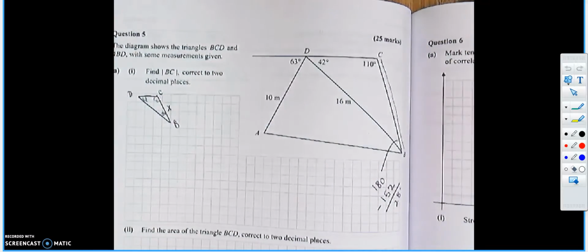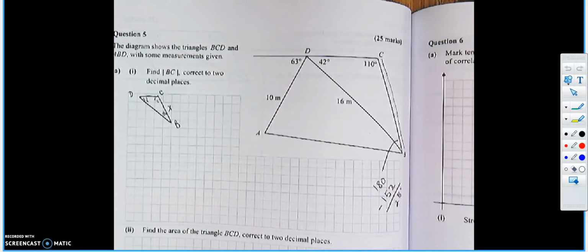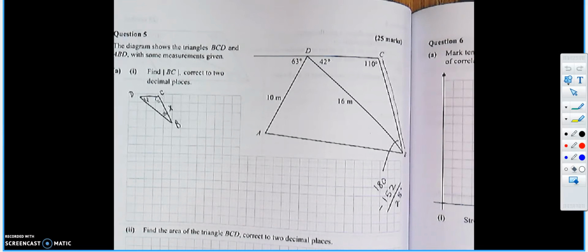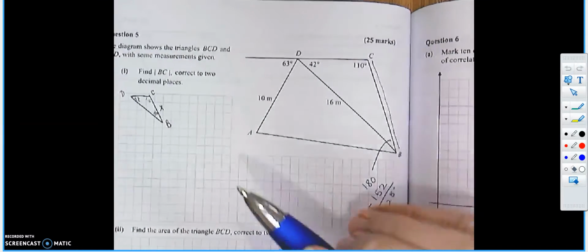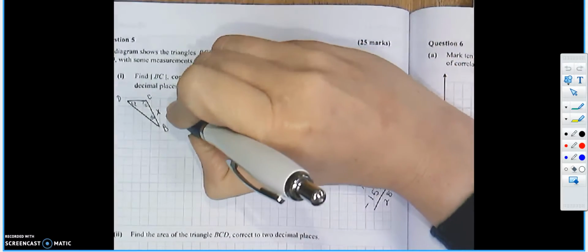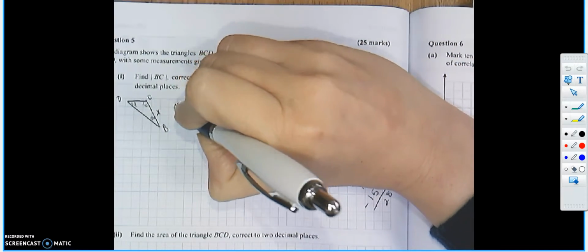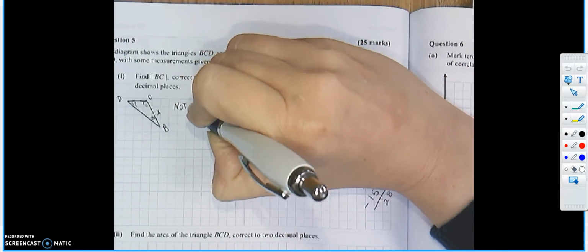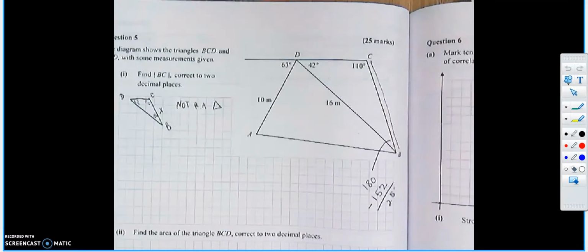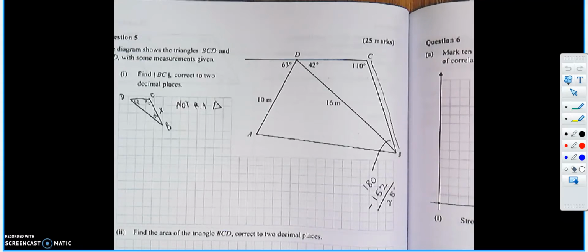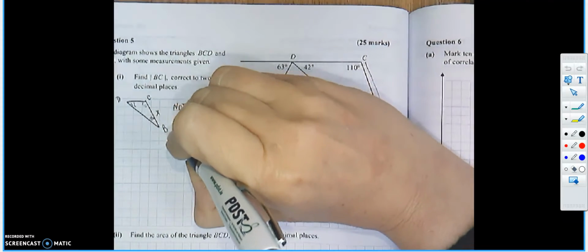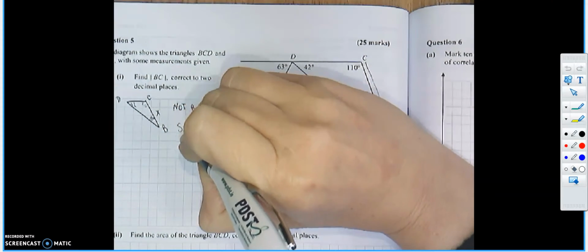In terms of trigonometry questions, I ask myself what type of triangle I have. Have I got a right angle triangle? When I look at that triangle, I do not have a right angle triangle, so it's not a right angle triangle, and I would write that down: not right angled triangle. Because it's not a right angle triangle, there's lots of things I can't do. So what are your options? Your next option is the sine rule.